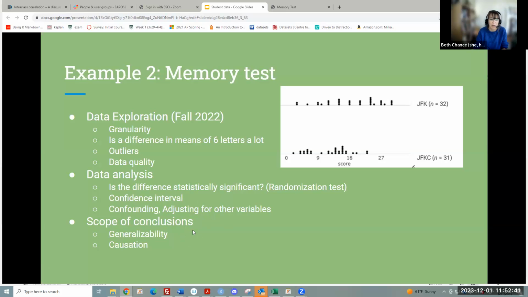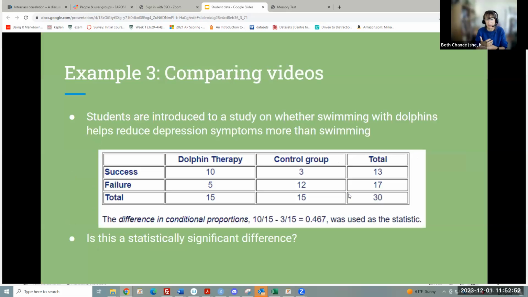And then here they can talk about causation, or if you have those other variables, then they can use the multiple variables applet that Laura was showing you to see if there are differences in those variables as well, and how well people are doing, and explaining differences between the groups. And then the third one is about comparing videos.